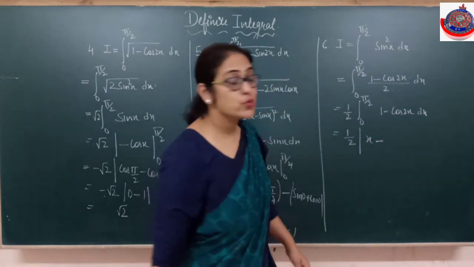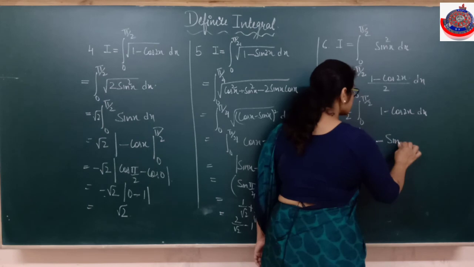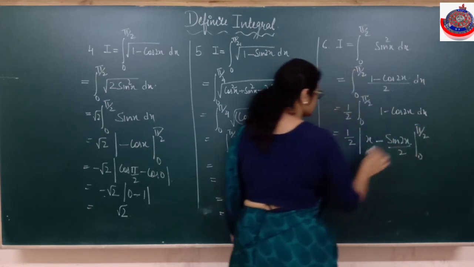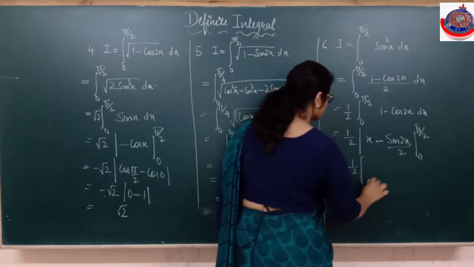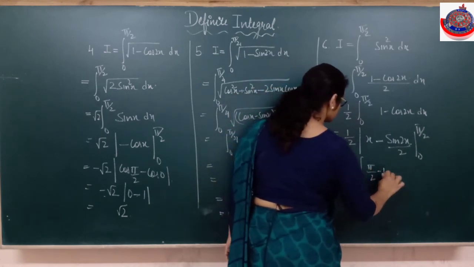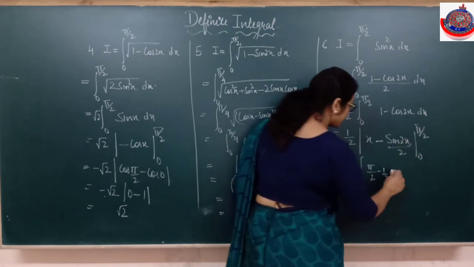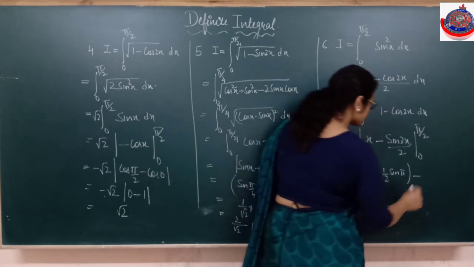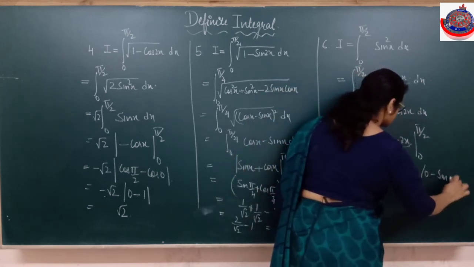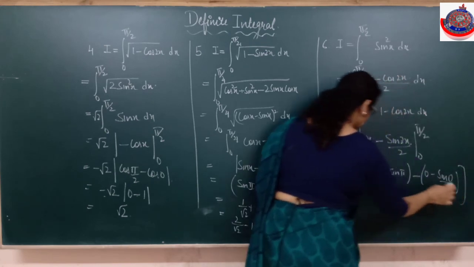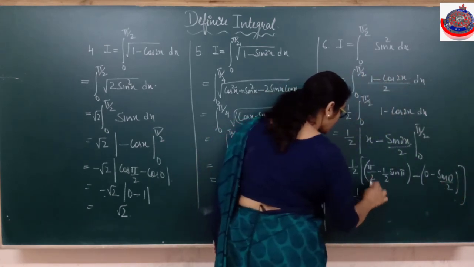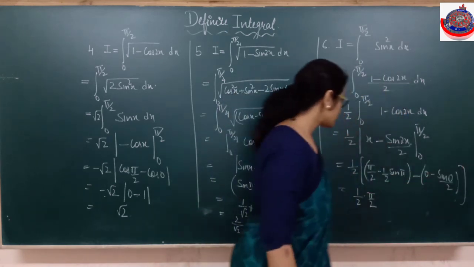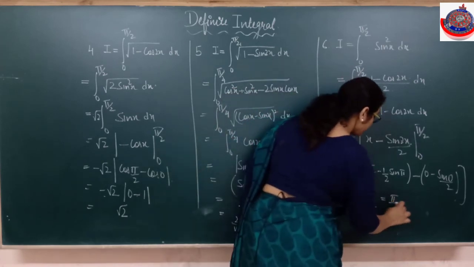Integration of 1 is x, integration of cos 2x would be sine 2x, and the coefficient of x will come in the denominator. Upper limit: pi by 2 minus sine pi over 2, minus the lower limit. Sine pi is 0, sine 0 is also 0, so I am left with pi by 4.